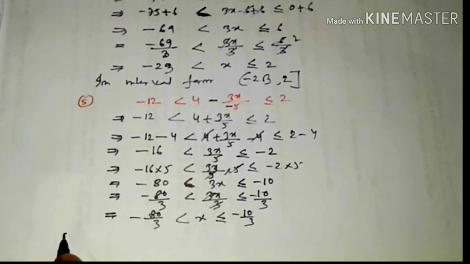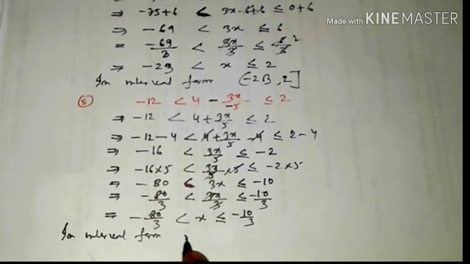This is the solution. In interval form, it is minus 80 by 3 to minus 10 by 3. This is open, but this is closed interval.